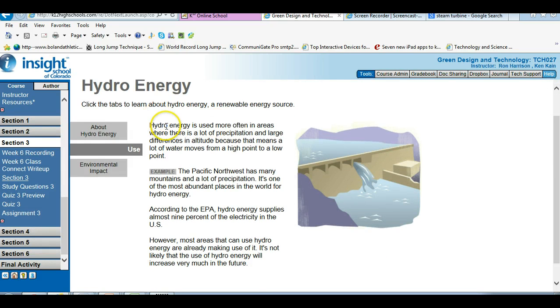So hydro energy is used where there's lots of precipitation. Hydro also needs altitude changes, so the water flows downhill. You need the water to be moving fast. Pacific Northwest, Washington and Oregon have lots of hydro energy.